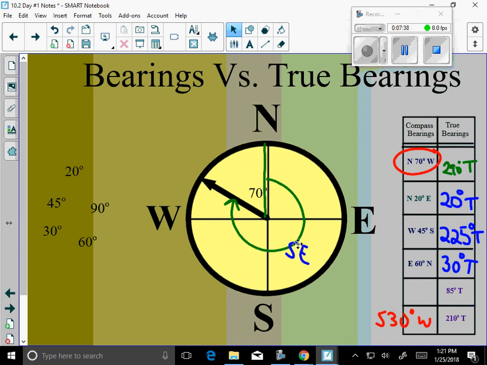Okay, if you end up in the same spot, I don't care how you get there. You just have to do more work depending on how much that requires of you. Okay, bearings, good.